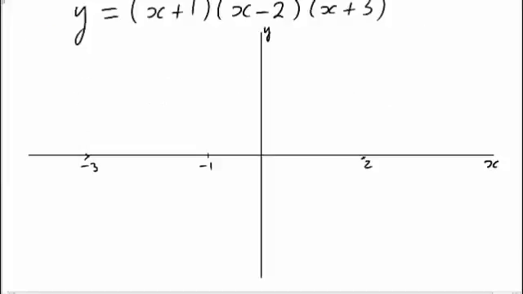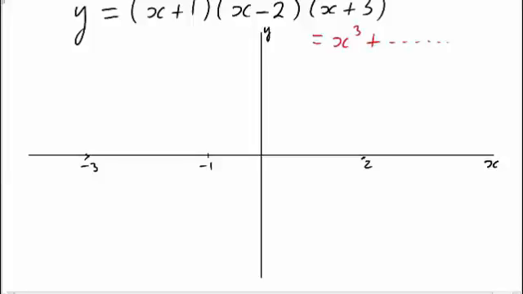Without fully expanding the polynomial, we can see that the highest power is x cubed, and its coefficient is 1. From that information, we can deduce that when x becomes large and positive, far to the right on the graph, y will also get large and positive. Similarly, when x becomes large and negative, far to the left on the graph, y will also become large and negative because -1 cubed is -1.